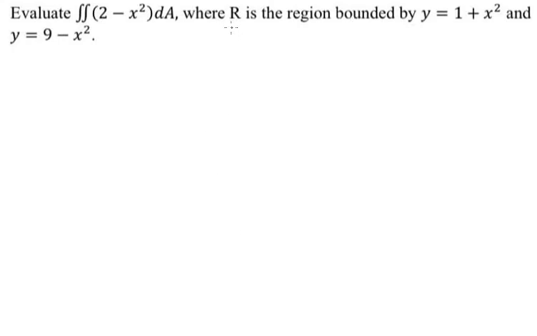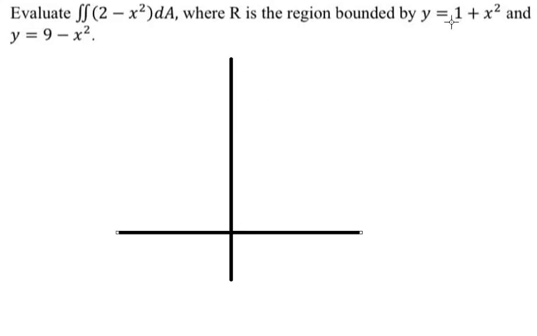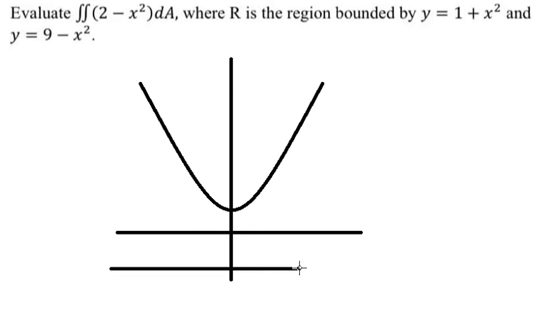First, we need to wrap the region in here. So we have two functions. So the wrap should be like this. About 1 plus x squared, the wrap should be like this. About 9 minus x squared, the wrap should be like this.